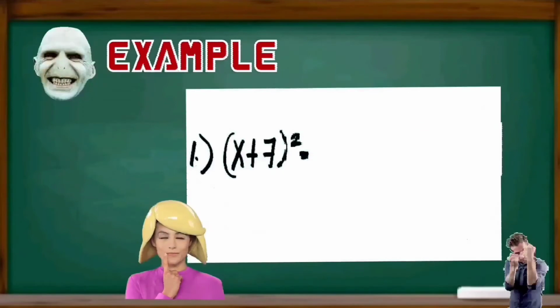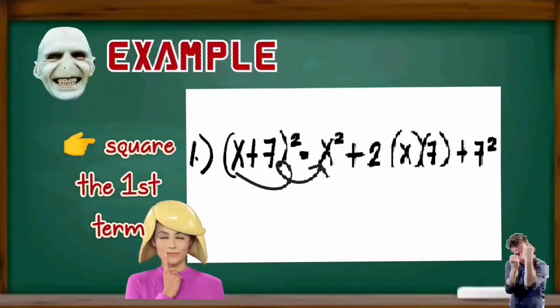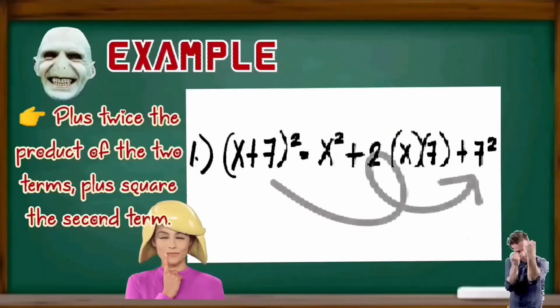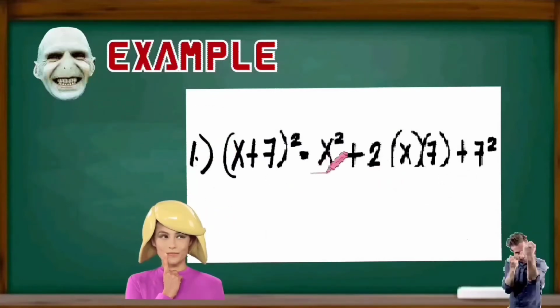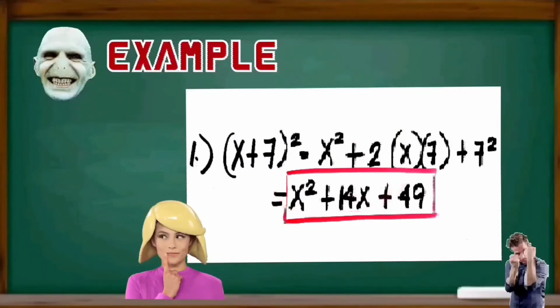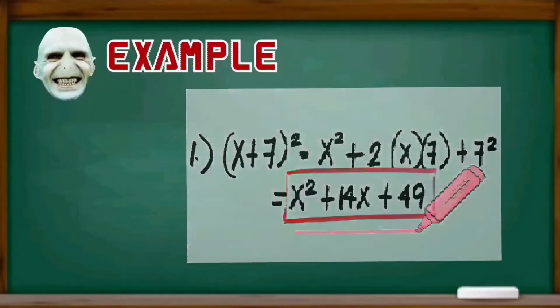Example number 1. (x plus 7) squared is equivalent to, the first thing to do is square the first term plus twice the product of the two terms plus square the second term. So, ang mangyayari, magiging x squared plus 2 times x times 7 plus 7 squared. So, copy the variable x squared plus 14x. Bakit siya naging 14x? Because 2 times x times 7 is 14x, then 7 times 7 is 49. The answer is x squared plus 14x plus 49.